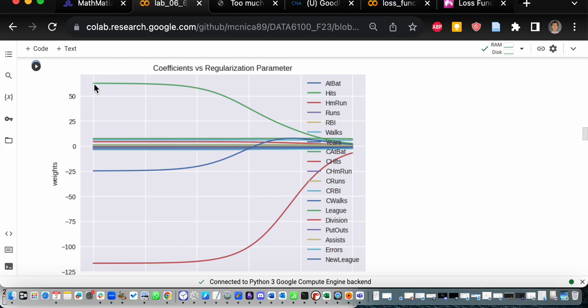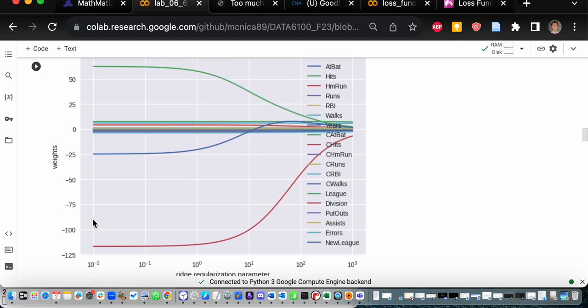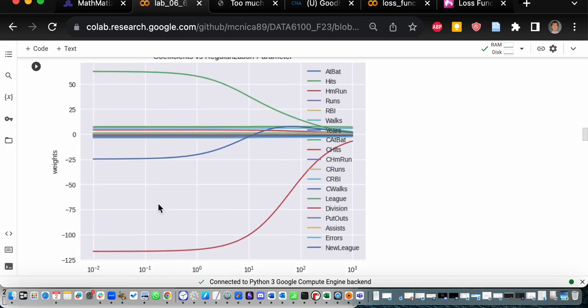And you can see it in this diagram. You can see it over here. If you look on the left-hand side here, the regularization parameter is tiny. That is almost no regularization. It's almost like ordinary least squares on the left-hand side. So what do you see about those values?